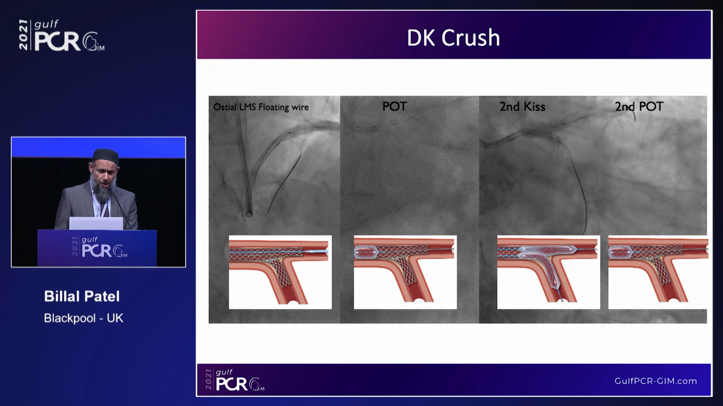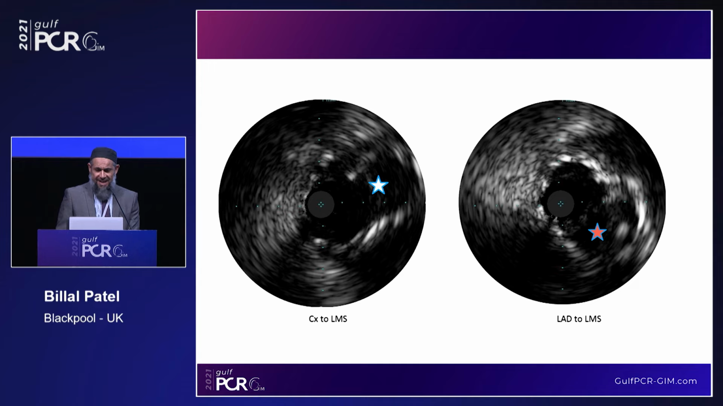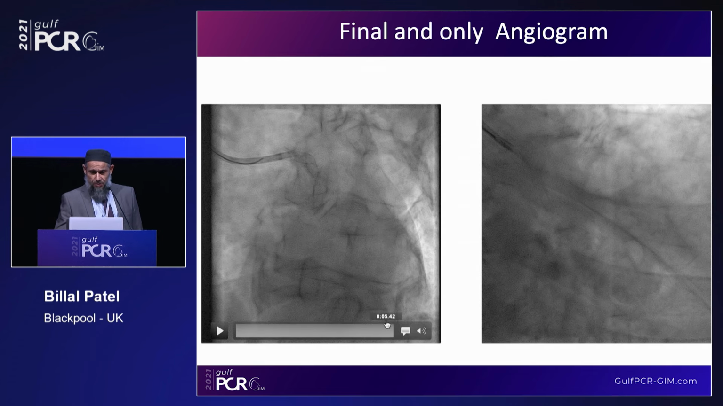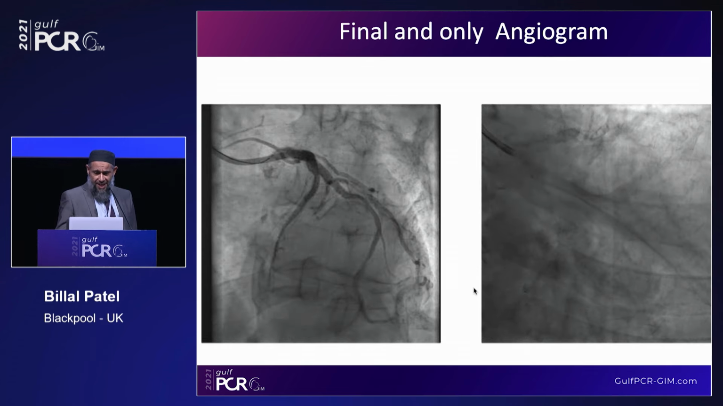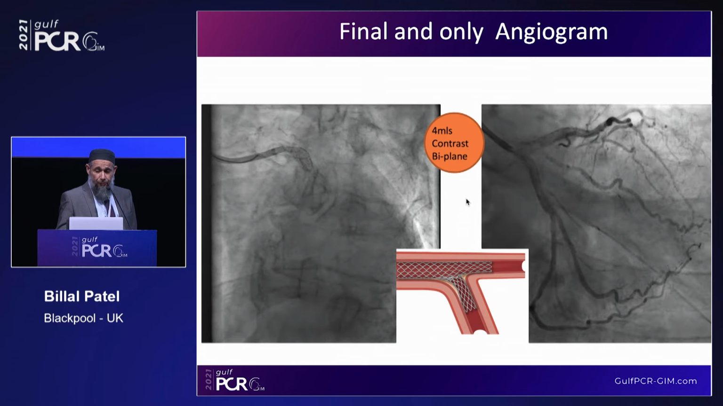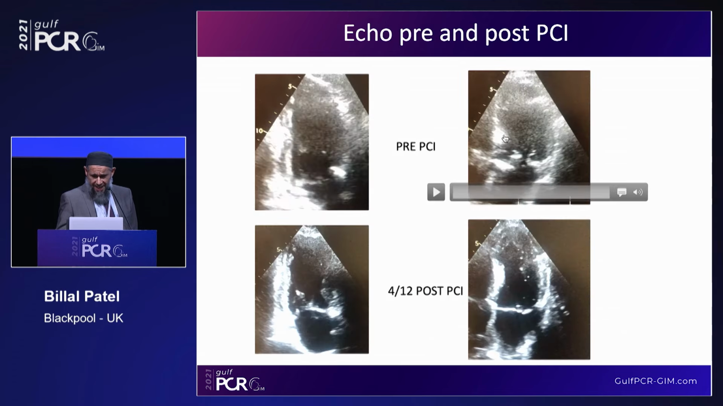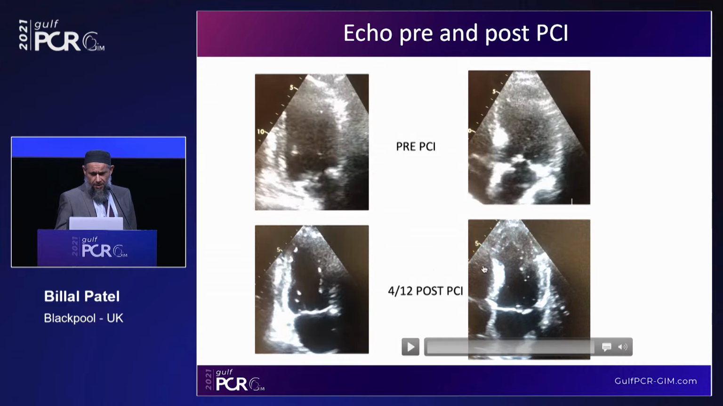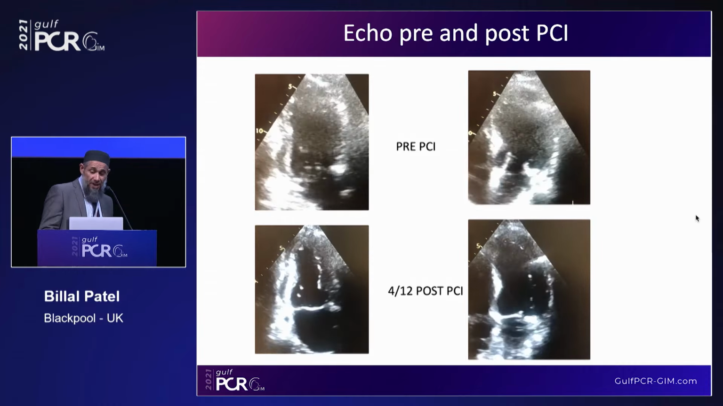So all the steps are done. You got your first kiss, stenting the ostium of the left main, again using the floating wire technique, your POT, recross, second kiss, final POT. And then this is the stent looking at the circumflex of the left main stem, LAD seen on the top right-hand part with the white star, and LAD to left main, circumflex with good clearing of the struts, as you should get in a good DK crush. So this was the final angiogram, and the only angiogram done in the case, and that case was done with 4 mils of contrast. And this was this gentleman's echocardiogram before and 4 months afterwards, showing good improvement of left ventricular function.